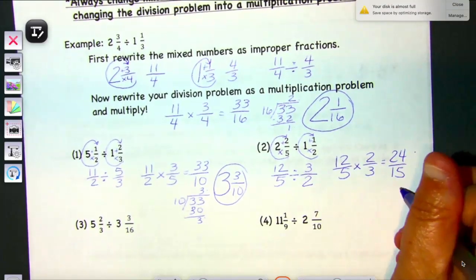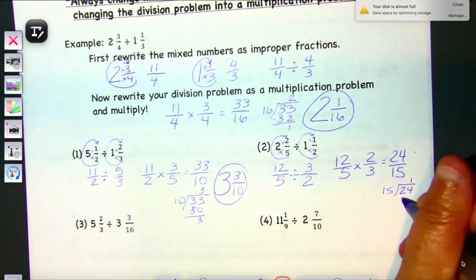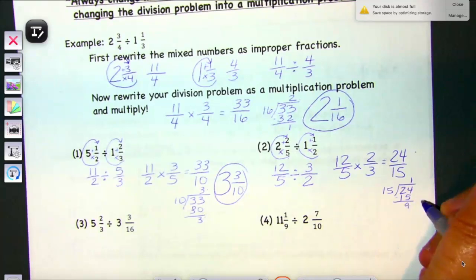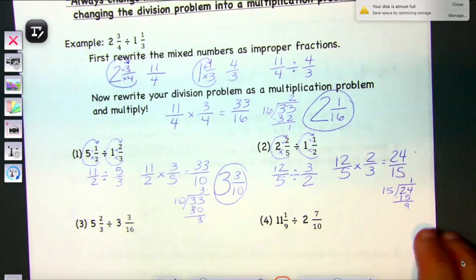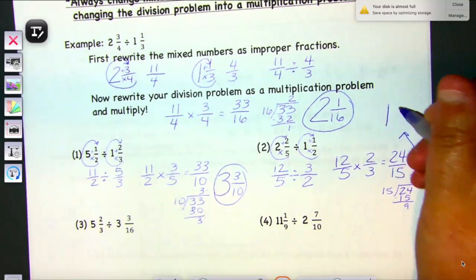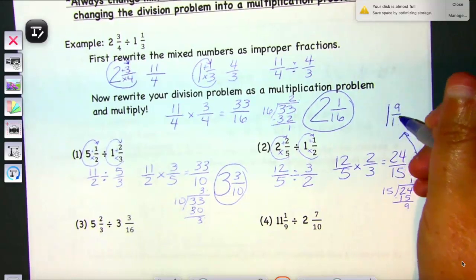So I need to do 24 divided by 15. 15 goes into 24 one time. And it's going to have 9 left over. So to write that as my answer, let's see, I'm kind of running out of room here. I'm going to go up this way since I've got room up here. So to write that as my answer, I'd get 1 and 9's left over. So that's my new top number over the same bottom number, which is 15.